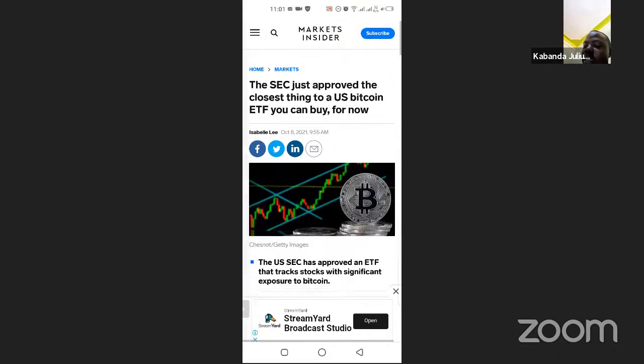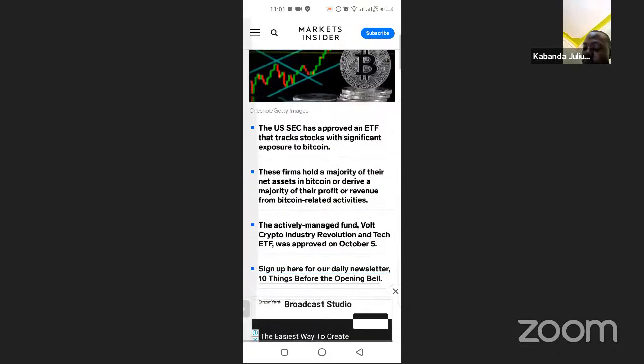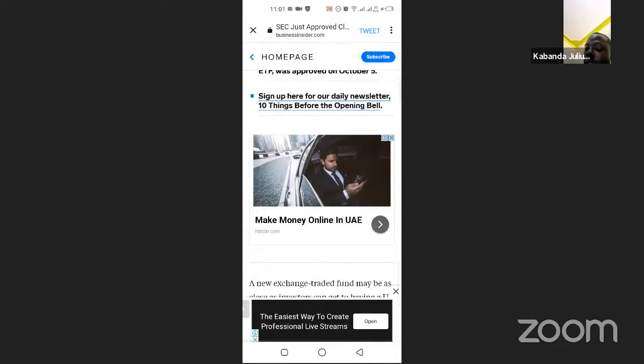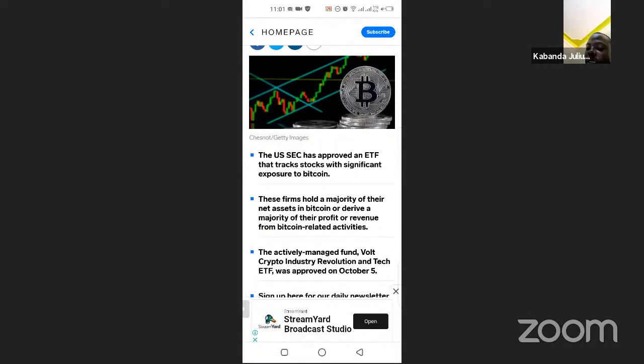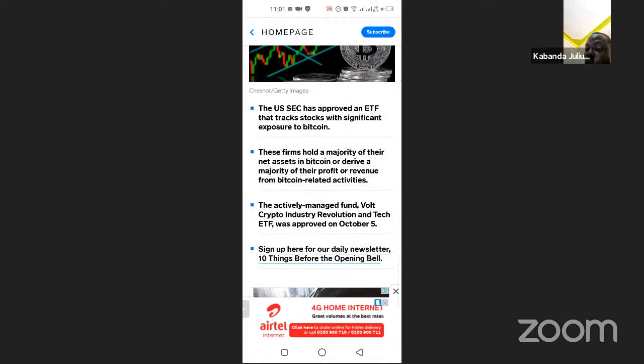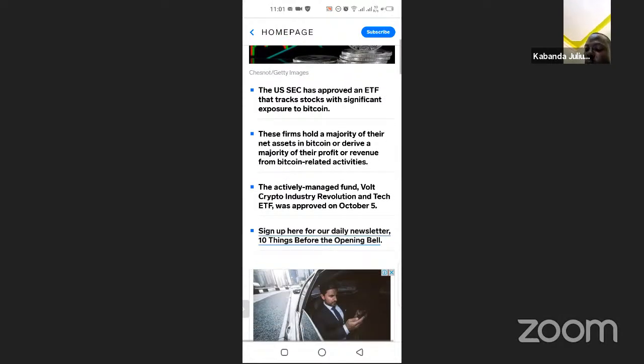It closed some markets and it opened new markets. The US SEC has approved ETFs that track stock with significant exposure to Bitcoin. These firms hold a majority of their net assets in Bitcoin or derive a majority of their profit or revenue from Bitcoin-related activities. This news is important. I will not go into this.